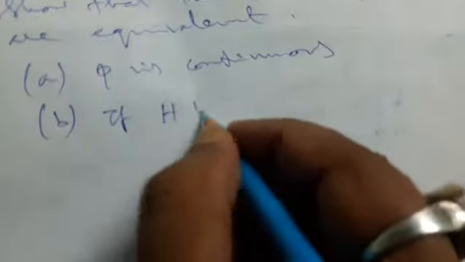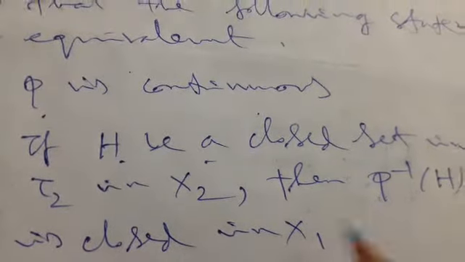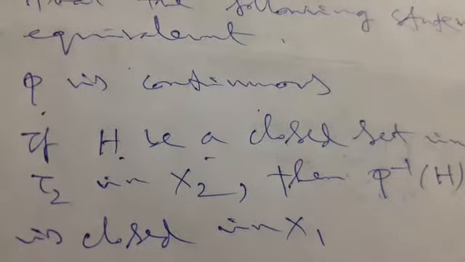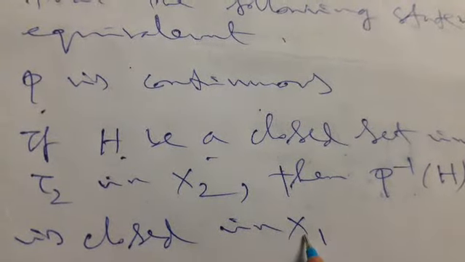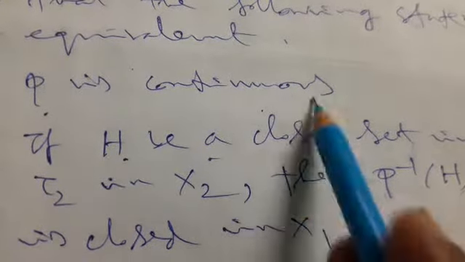First statement is phi is continuous, and second statement is if H be a closed set in tau 2 in X2, then phi inverse of H is closed in X1. We have to prove the result that the two statements are equivalent.